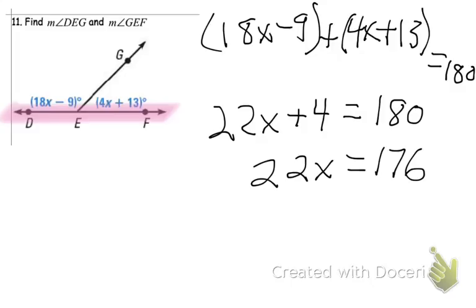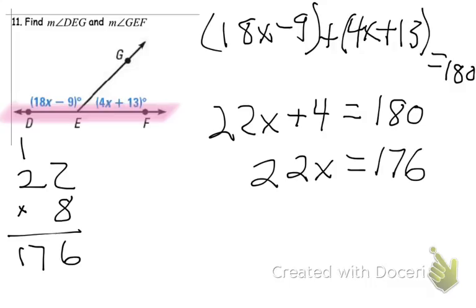I'm going to guess, since 20 times 8 is 160, that it's times 8. Let me see real fast what 22 times 8 is. 22 times 8, let's see, 16, carry the 1, 16 plus 1, 176. Yeah, that's what it is, it's 8. So if I divide both sides by 22, I get 8. And that's not even the whole problem, because now I know what x is.